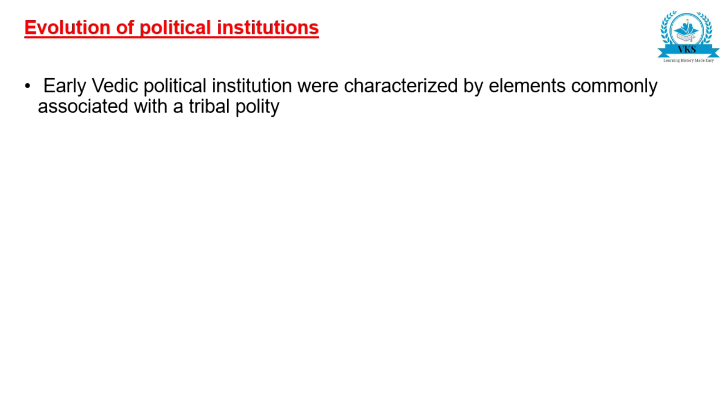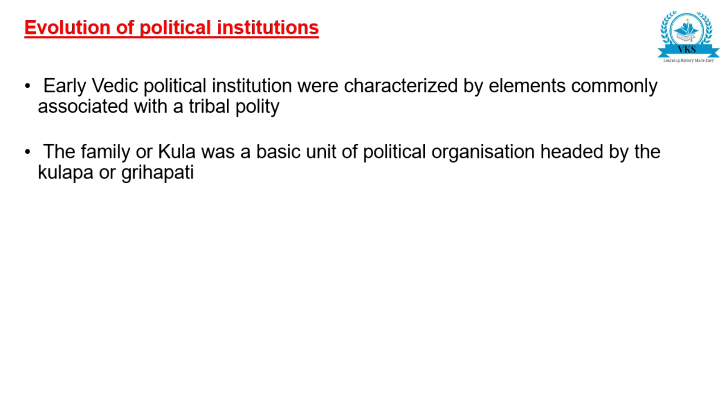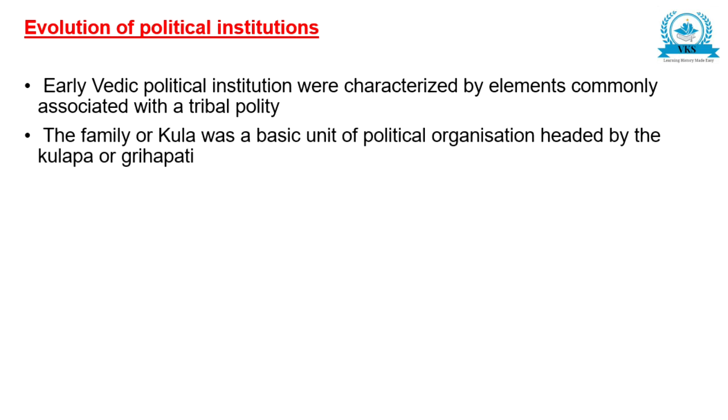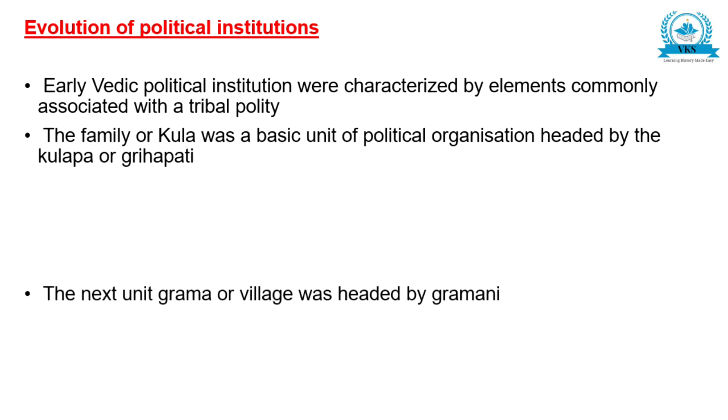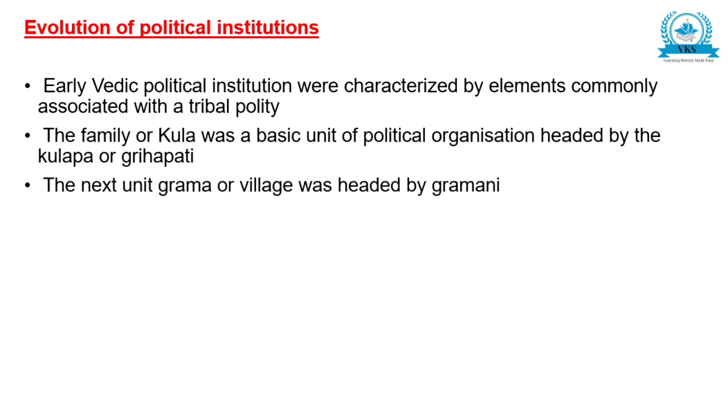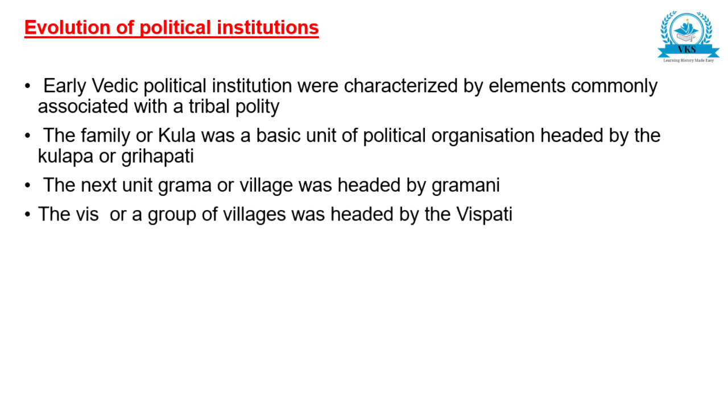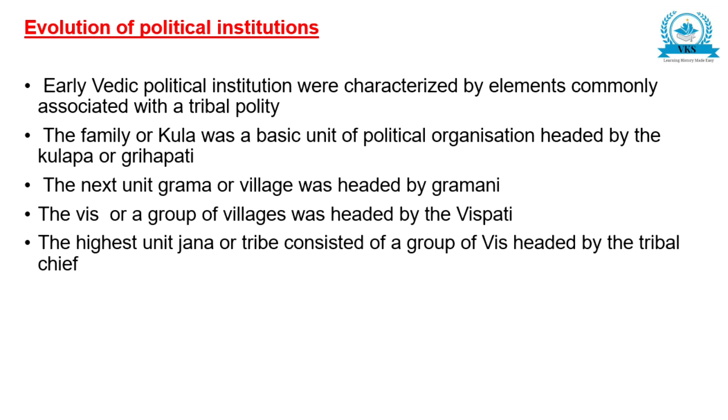Now let us go through the points which we have studied till now. Evolution of political institutions. Early Vedic political institutions were characterized by elements commonly associated with a tribal polity. The family or kula was a basic unit of political organization headed by kulapa or grihapati. The next unit, grama or village, was headed by gramani. The vis, or a group of villages, was headed by Vispati. The highest unit, jana or tribe, consisted of a group of vis headed by the tribal chief.